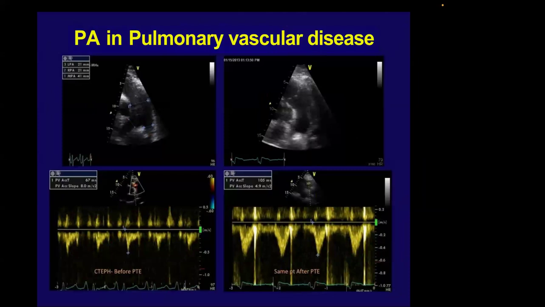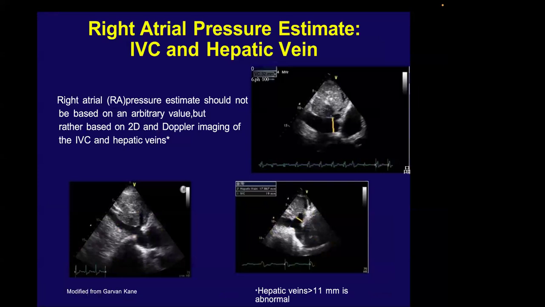Pulmonary artery in pulmonary vascular disease. This is chronic thromboembolic pulmonary hypertension before, and this is the same patient after. Right atrial pressure estimate, IVC and hepatic vein. Right atrial pressure estimate should not be based on an arbitrary value, but rather on the 2D and Doppler imaging of the IVC and hepatic vein. Hepatic vein more than 11 mm of Hg is abnormal.